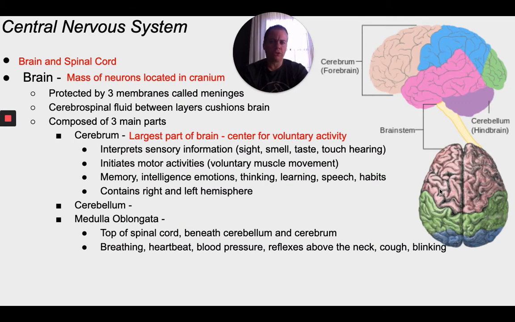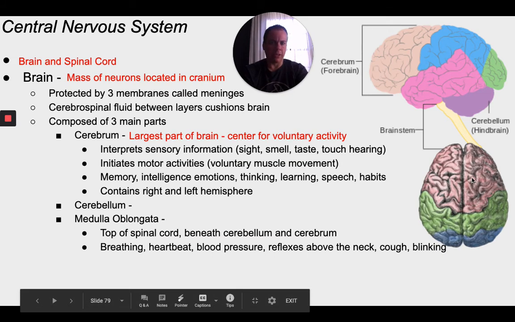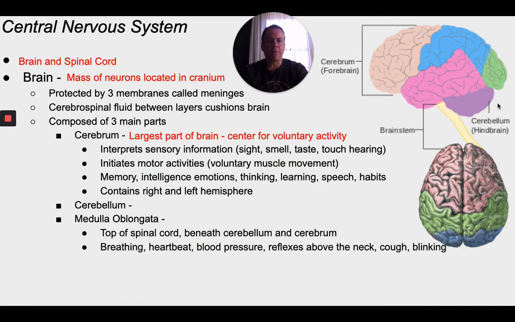Horizontally, the cerebrum is split into two what are called hemispheres. You can see that division down the middle, and there's a left side and a right side of the brain. Beneath the cerebrum is another part of the brain called the cerebellum. The cerebellum is responsible for a lot of the coordination of activity. Coordination of motor activities and balance, for example, are controlled by the cerebellum.